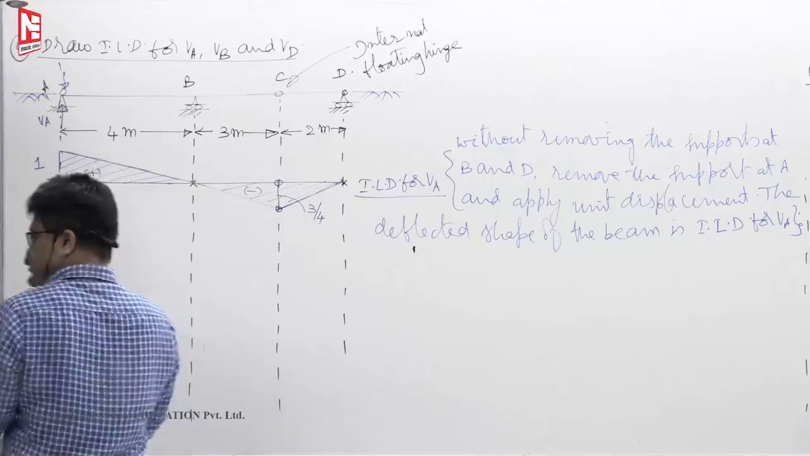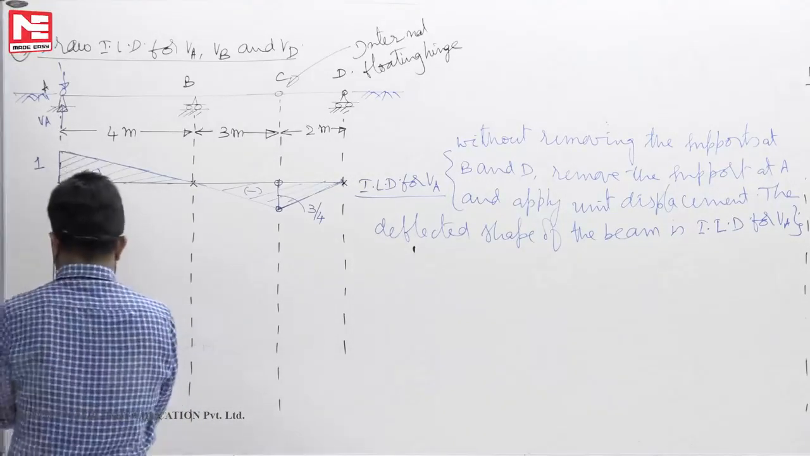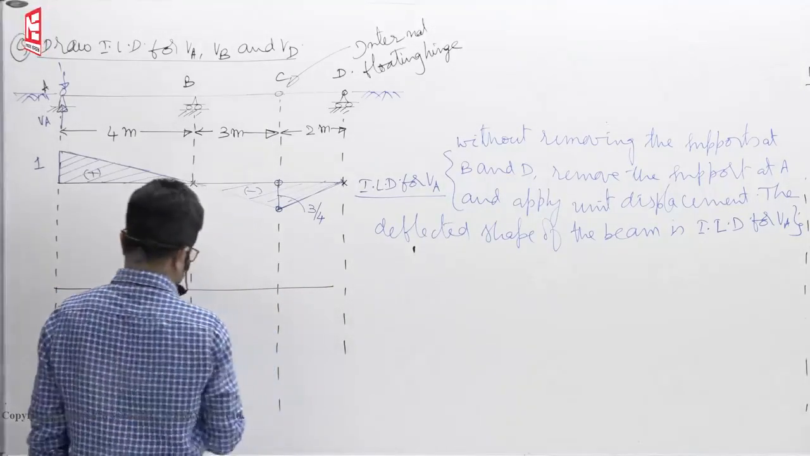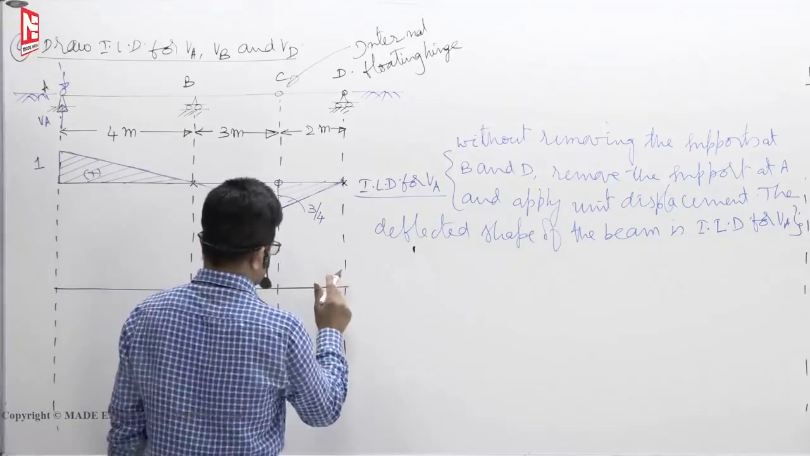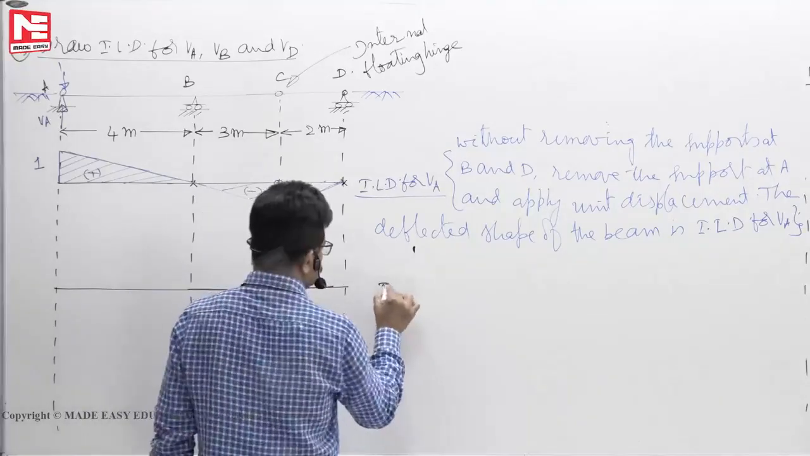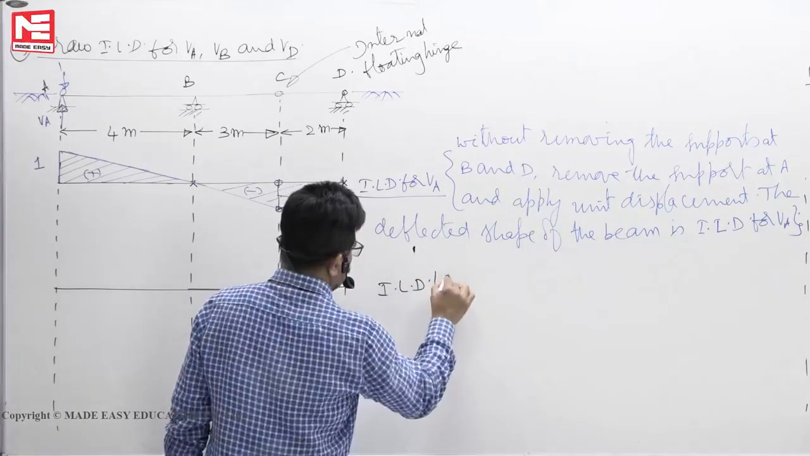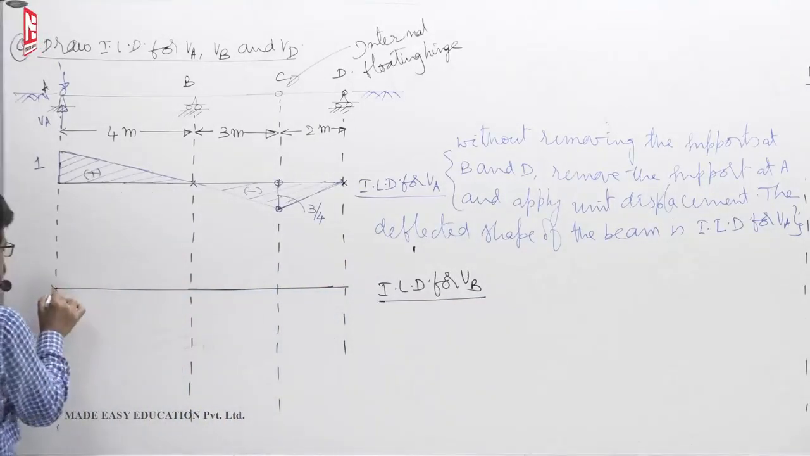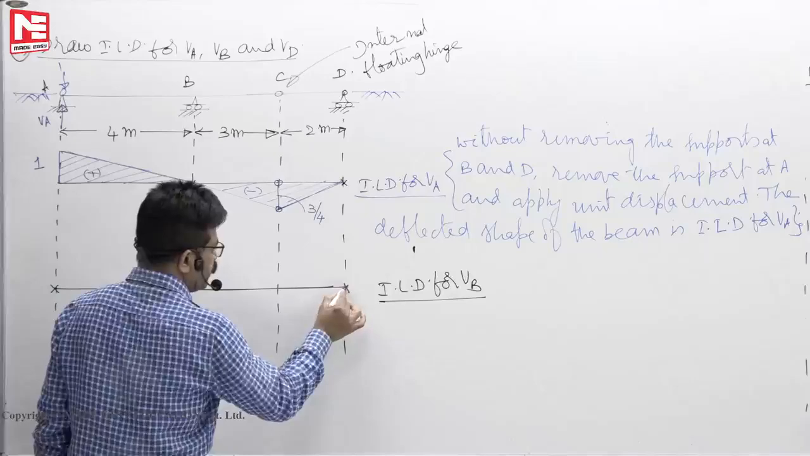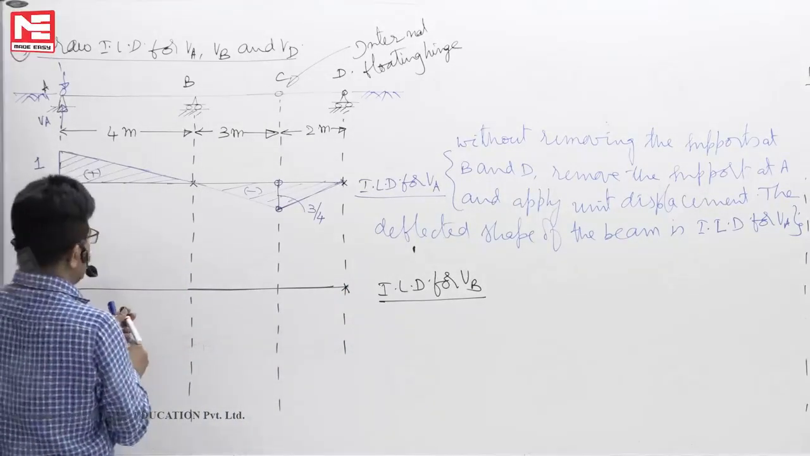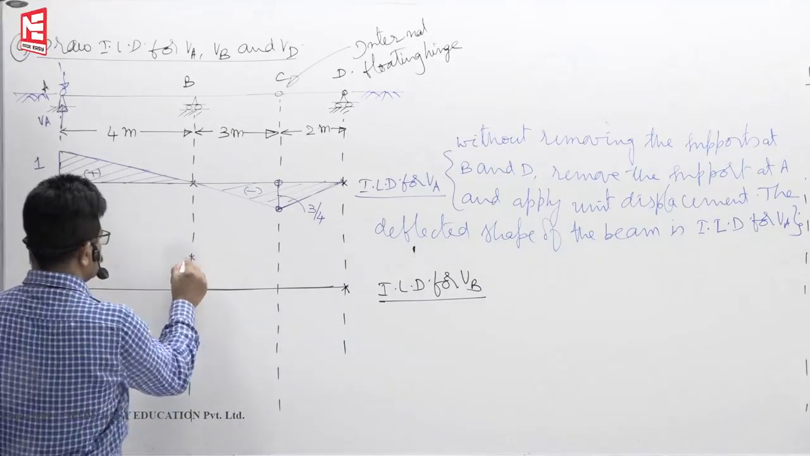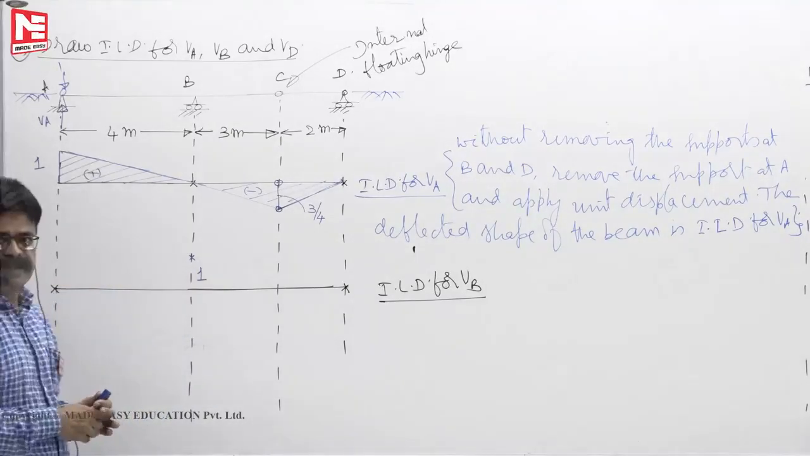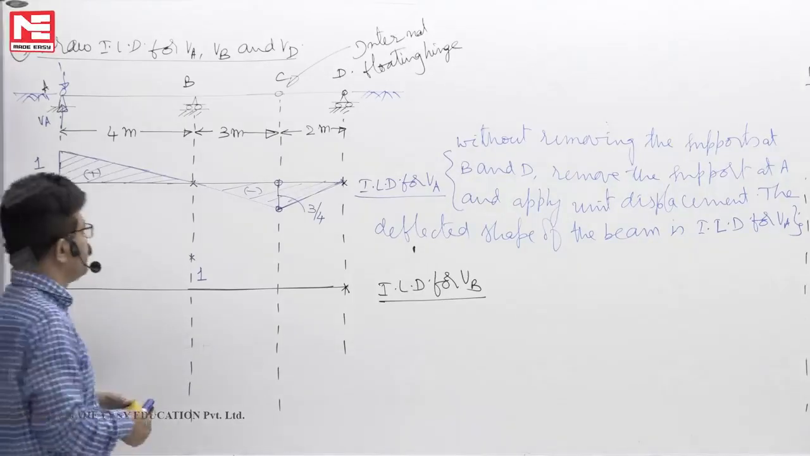Now we want the ILD for VB, see here, the ILD for the vertical reaction at B. Now in this case, without removing the support at A and the support at D, remove the support at B and apply unit displacement like this. Then the deflected shape of the beam itself is the ILD for VB.